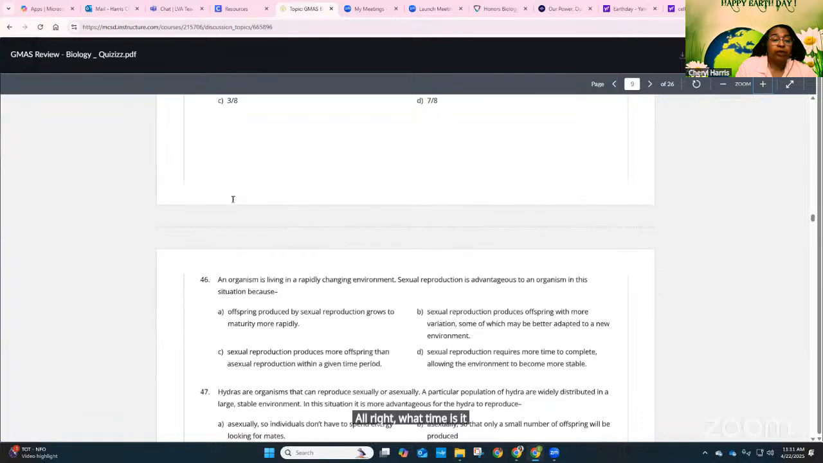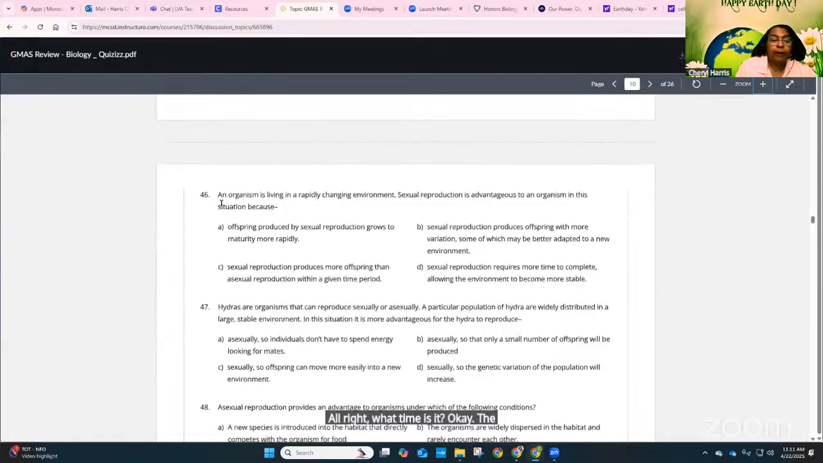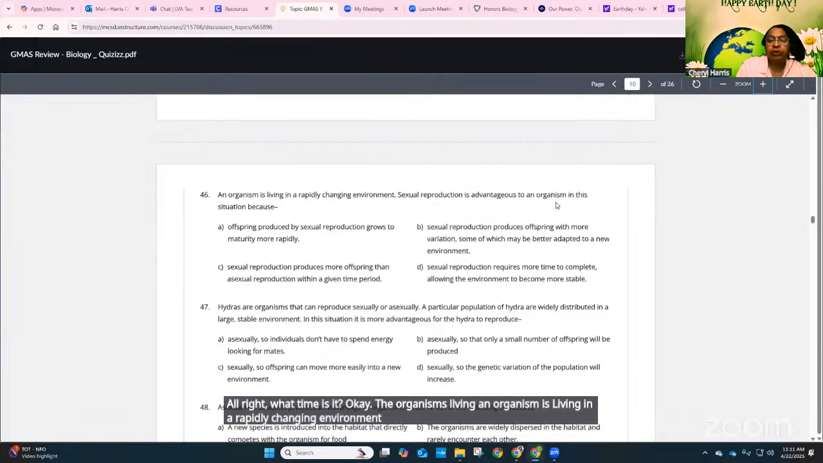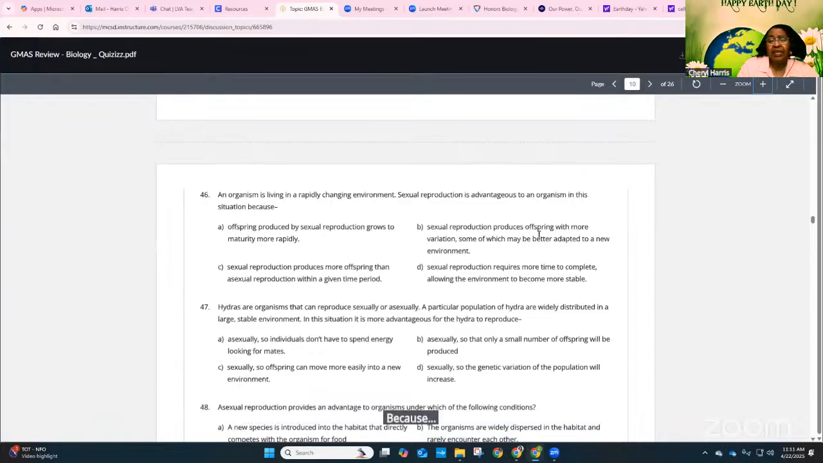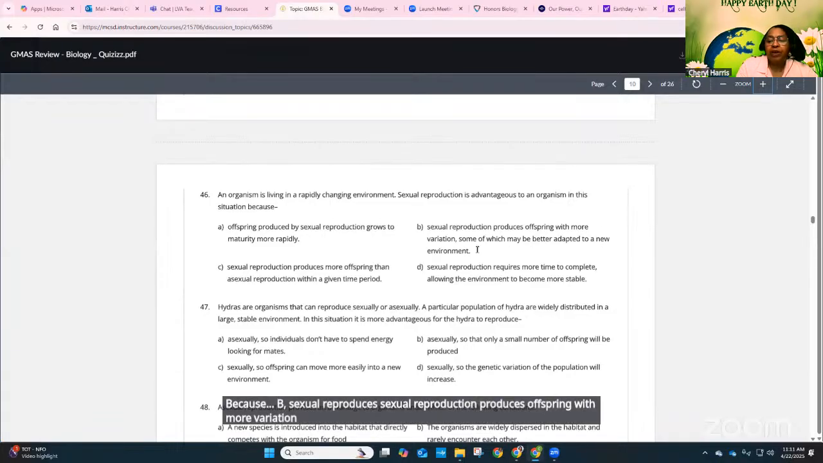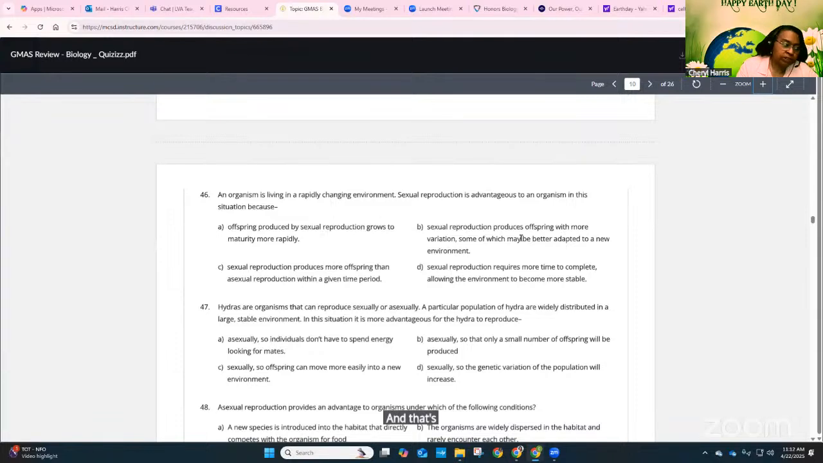Okay. An organism is living in a rapidly changing environment. Sexual reproduction is advantageous to the organism's situation because B, sexual reproduction produces offspring with more variation, some of which may be better adapted to a new environment. And that's pretty much the only advantage to sexual reproduction.